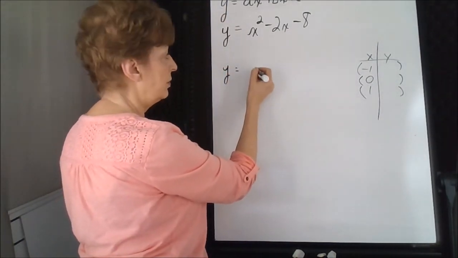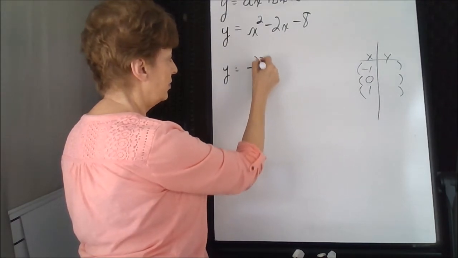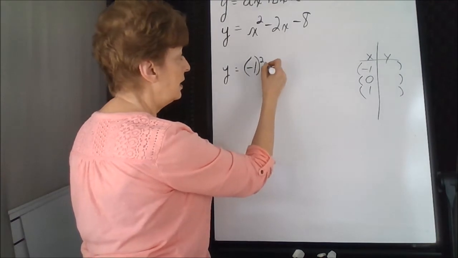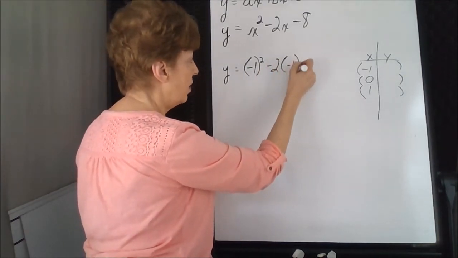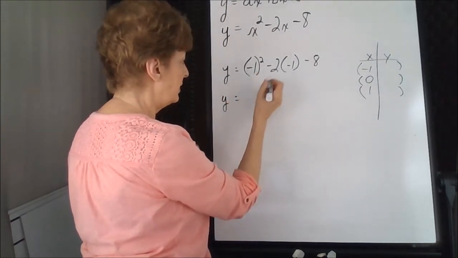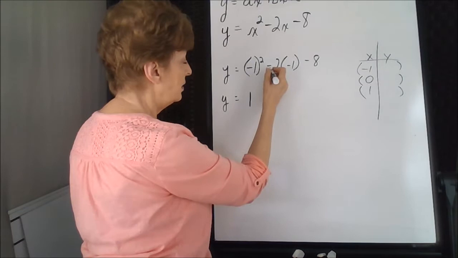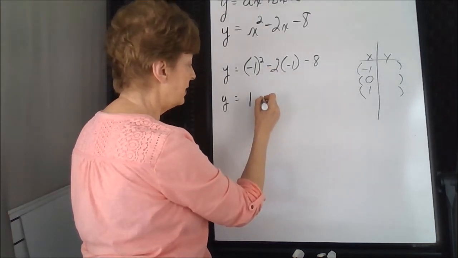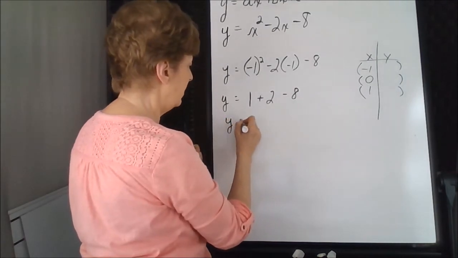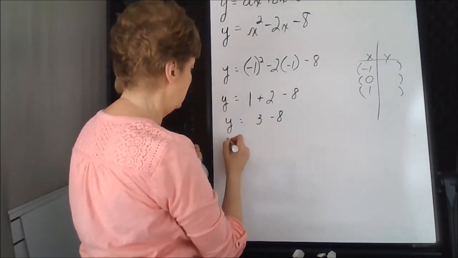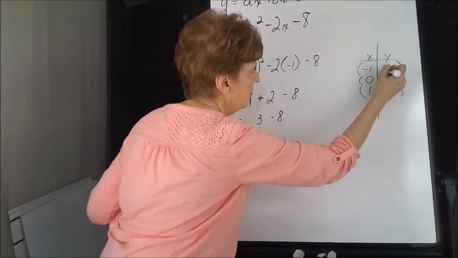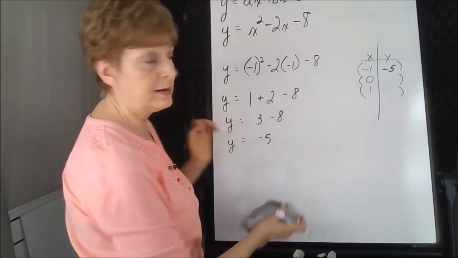Y is equal to -1 squared. The whole thing gets a parenthesis around it to be able to square the -1. -2 times -1, -8. Y is equal to -1 times -1 is 1. Negative times a negative is a positive. 2 times 1 is 2. -8. Y is equal to 3, -8. Y is equal to -5. So all this work gives us one ordered pair.